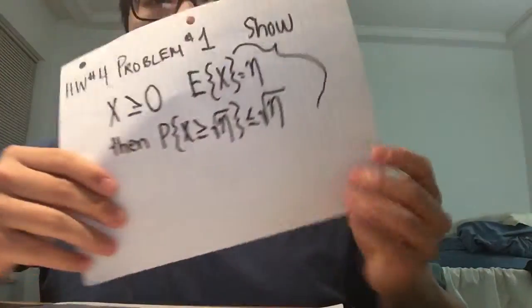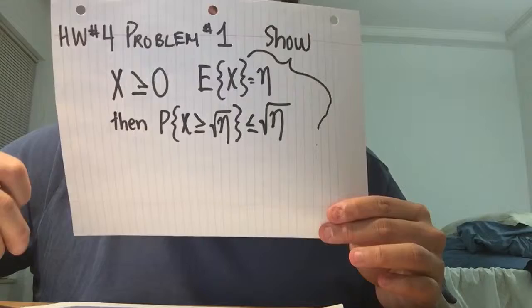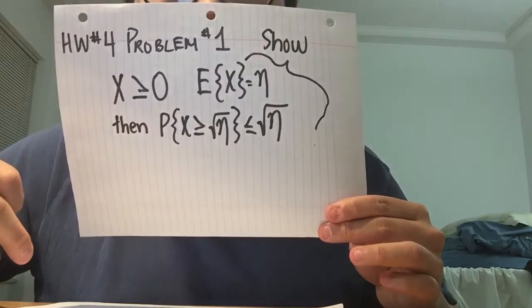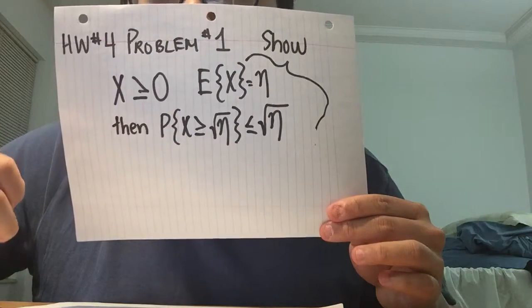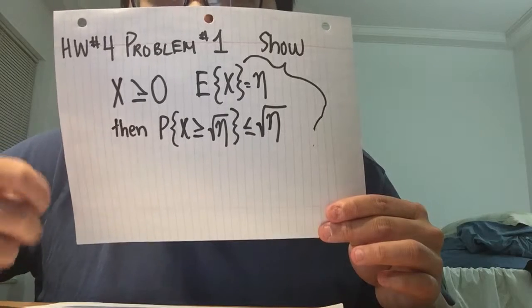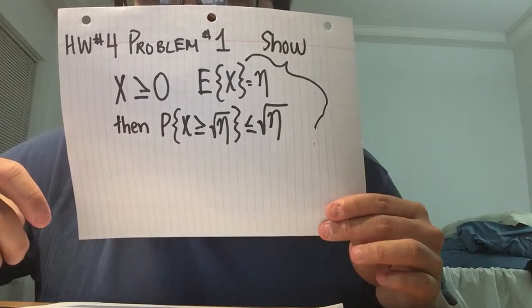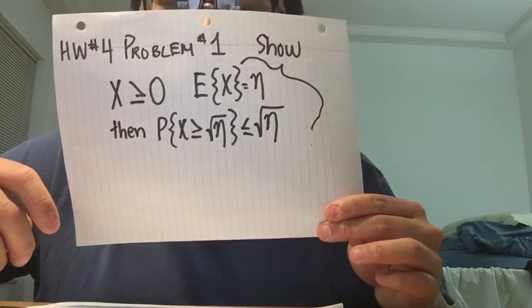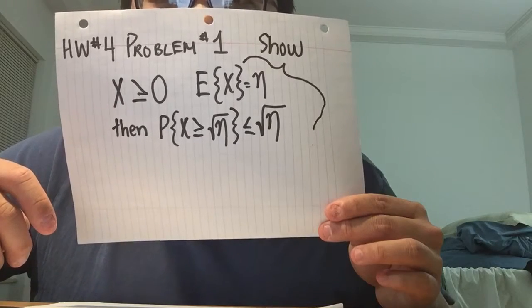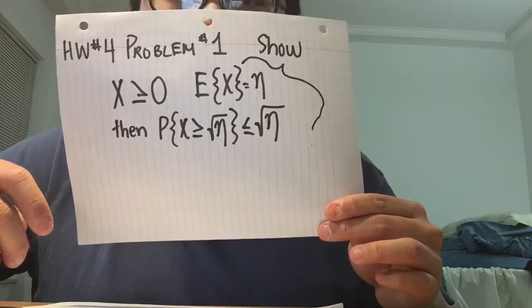Hey guys, so we're doing homework number 4, problem number 1, where we're given x is greater than or equal to 0 and the expected value is equal to eta. And if we have that, we want to show that the probability of x is greater than or equal to the square root of eta is less than or equal to the square root of eta.